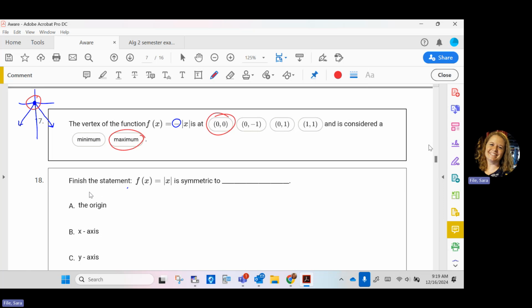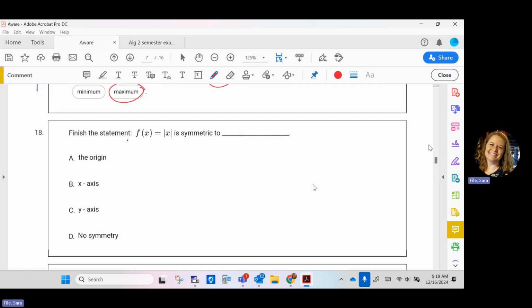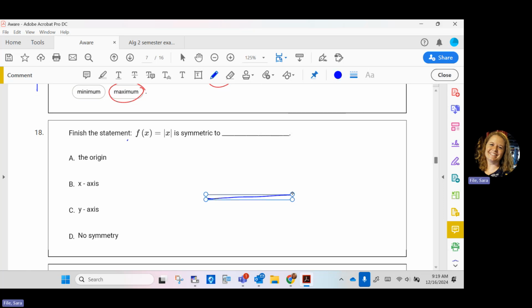Okay. Number 18 says, finish the statement. F of x equals the absolute value of x is symmetric to, okay. Another word that could be in place of to is about, or over, or around. Okay. So it's symmetric about the what? Okay. What is its point or line of symmetry? Okay, so what could I fold it over?